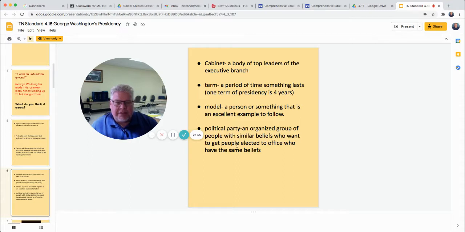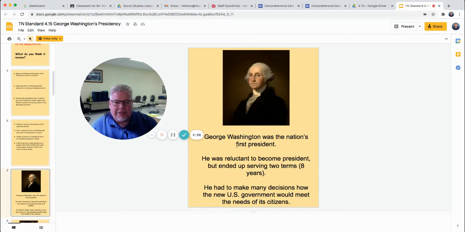A term, that's a period of time something lasts. One term of presidency is 4 years long. A model is a person or something that is an excellent example to follow. And a political party is an organized group of people with similar beliefs who want to get people elected to office who have the same beliefs. Now, George Washington was the nation's first president. I'm going to read through these slides, and you'll have some activities at the end on the last few slides.